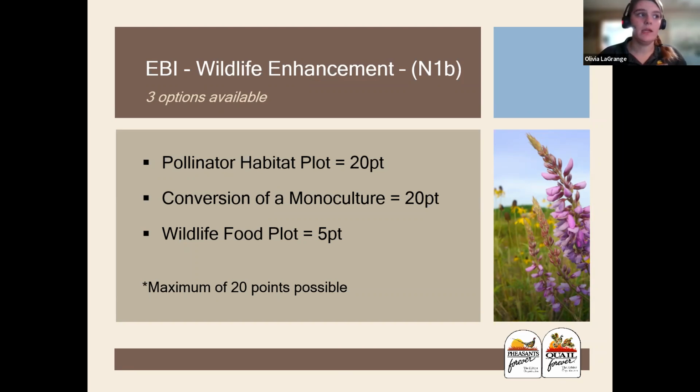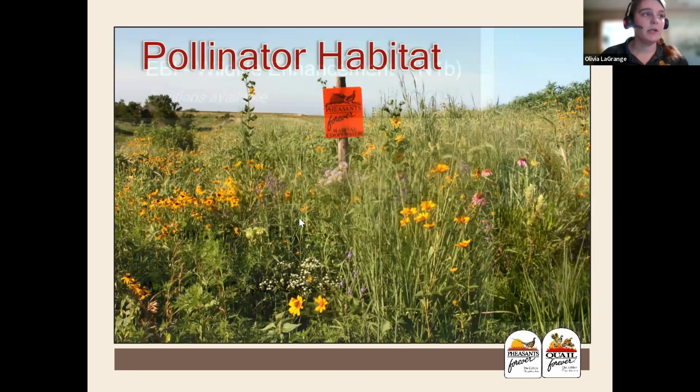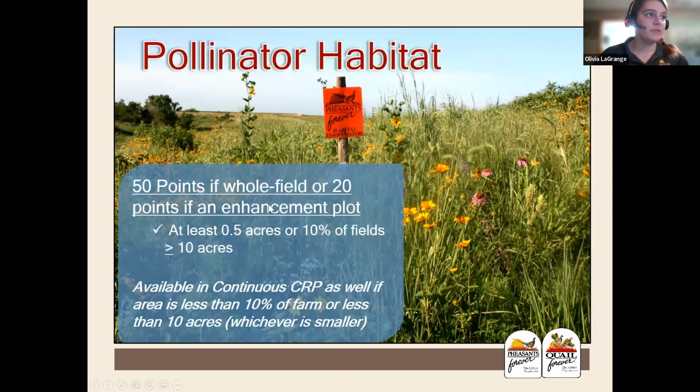Another option would be a conversion of your monoculture stand. For example, if you have straight brome grass from a CP1, if you added possibly a pollinator plot, or even, in this next mention, a food plot, that could give you an increase of 5 points, or even 20 points if you convert that entire monoculture to natives instead of the non-native mix or the cool season grasses. And that's just what your pollinator could look like. So 50 points possible if the whole field, or 20 points if it's an enhancement.